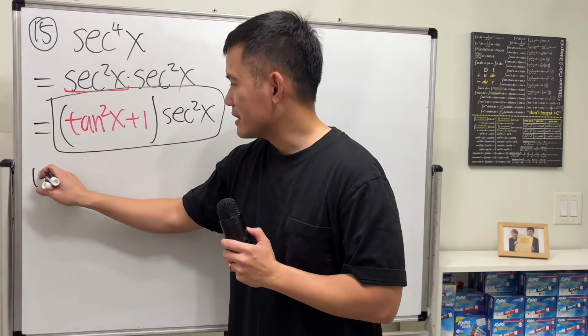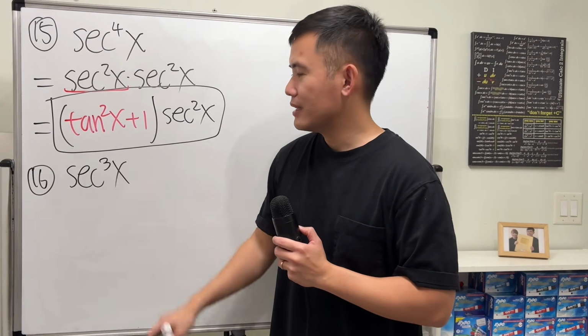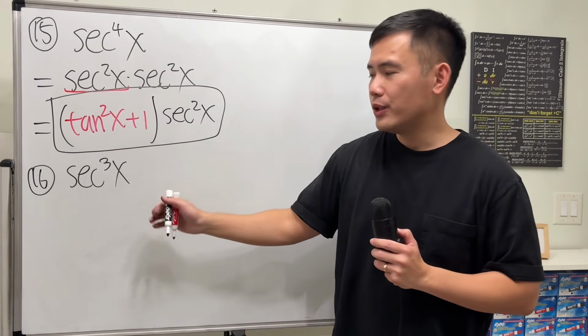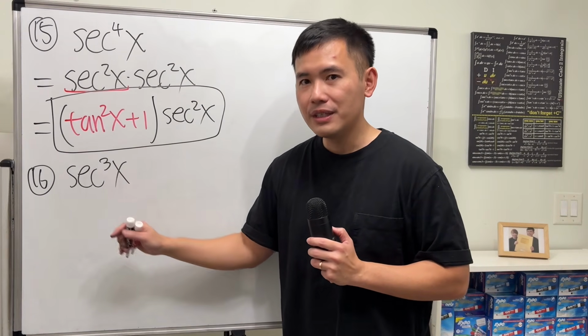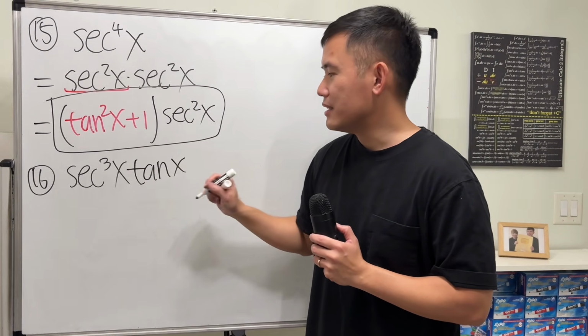Now let's look at number 16. If we have secant to the third power x, as I mentioned earlier, you will have to do integration by parts for this. But if you happen to have a tangent x right here, this is much better.